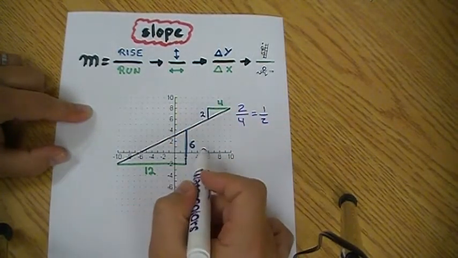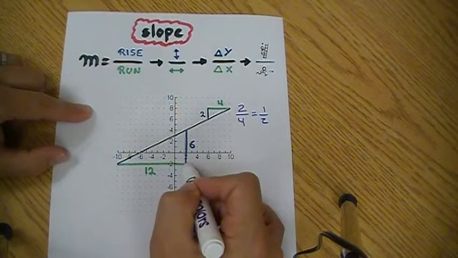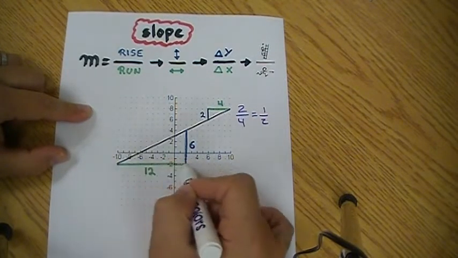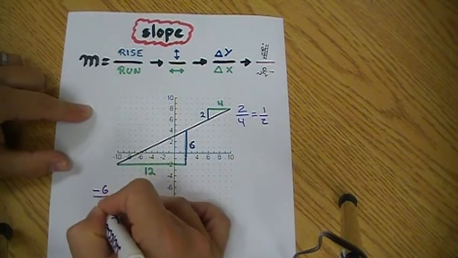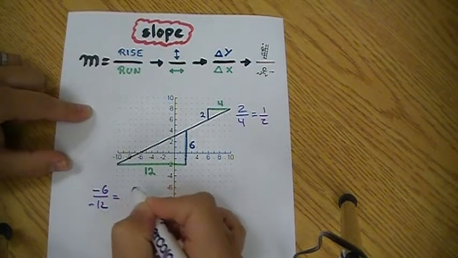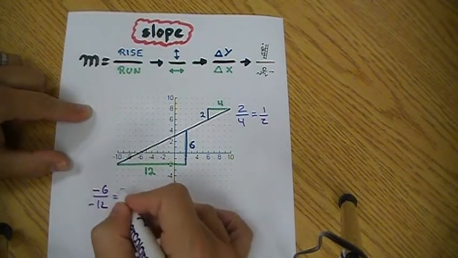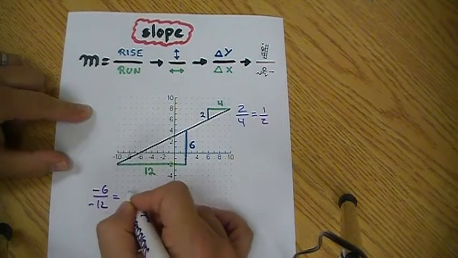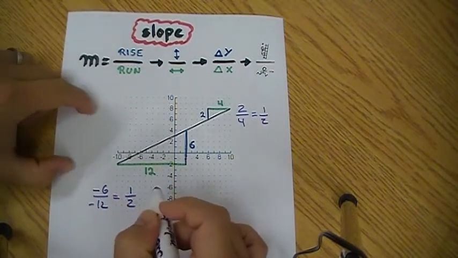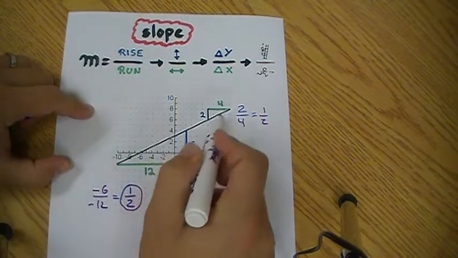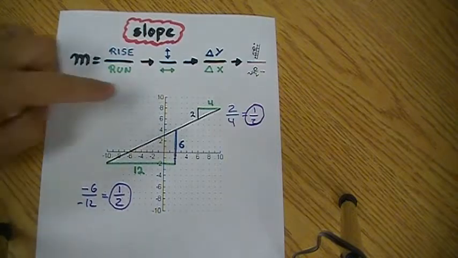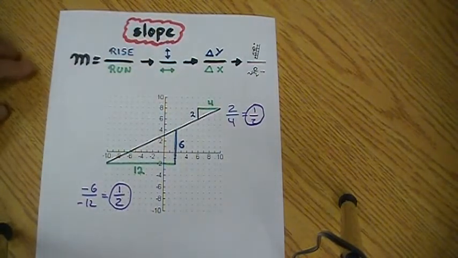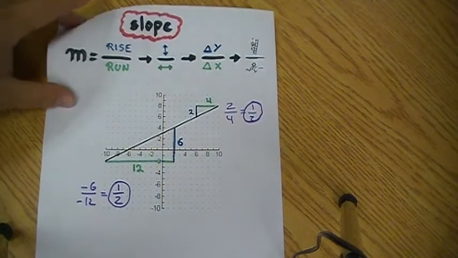And then we'll look over here. Let's say we're going down by 6 and left by 12. So really we would be saying negative 6 over negative 12. The minus and the minus cancel out, and the 6 and the 12 can be divided by 6, and we end up with the same slope, 1 over 2. So you can put the triangle on top or on the bottom, and that will give you the slope of a straight line.